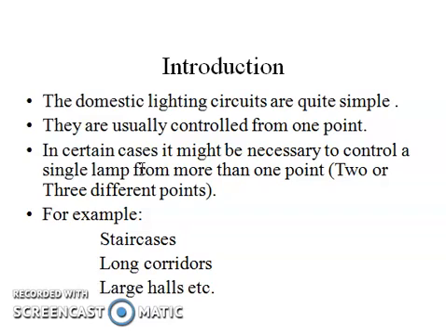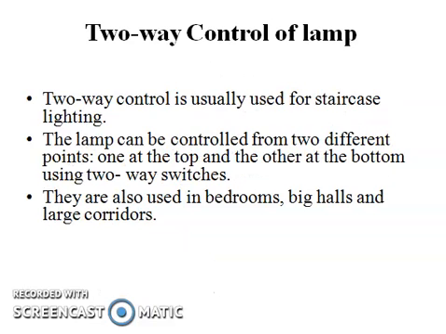In some situations it is very much necessary to control a single lamp from more than one point, two points or three points, especially in staircases and long corridors. When there is a big hall, we want to switch off all the lamps by using one switchboard. In function halls and big party halls you can also use two-way and three-way control of lamps, especially wherever we are not able to switch off the light from one control point.